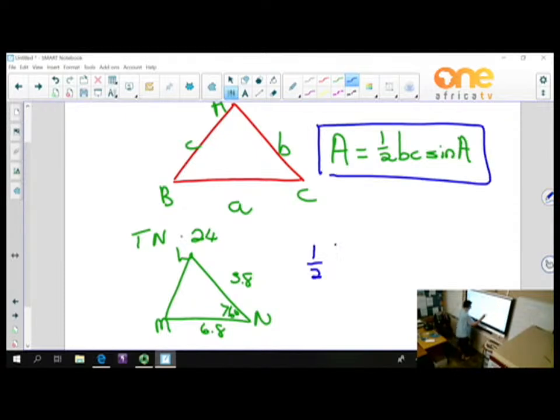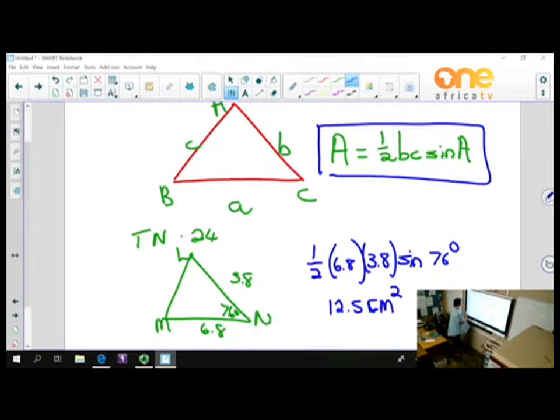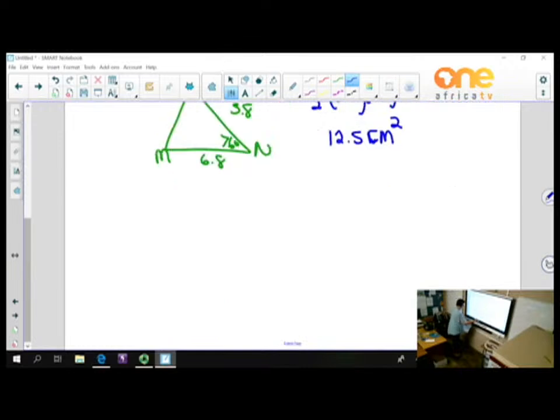So it will be a half of 6.8 times 3.8 and then sine 76 degrees. You can just press your calculator. 0.5 times 6.8 times 3.8 times sine 76. And I have 12.5 square centimeters on that one. Once we know the formula, it is very easy to do this. The next one is number 2.